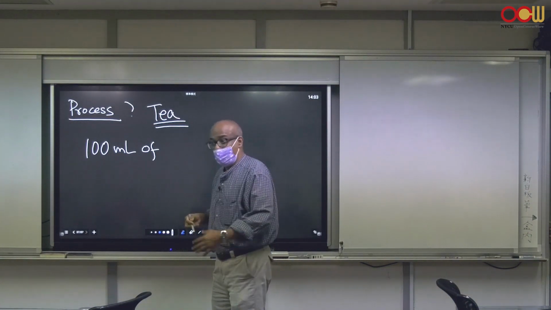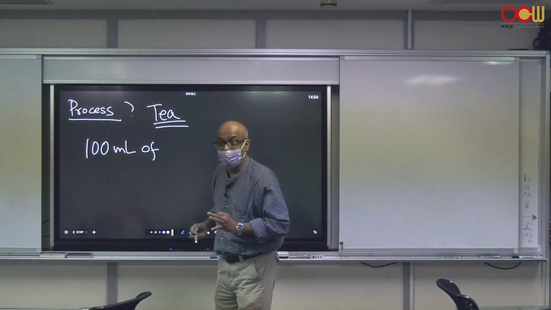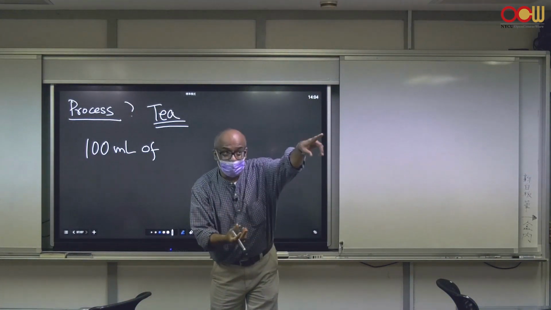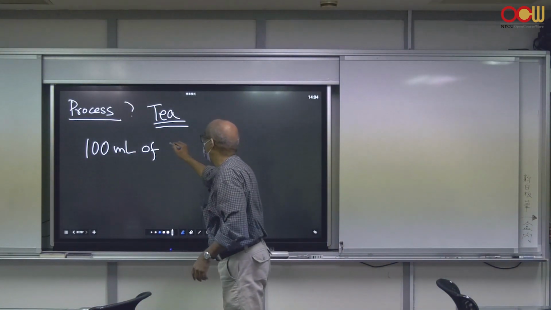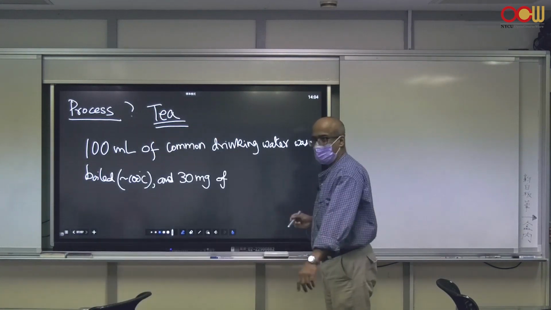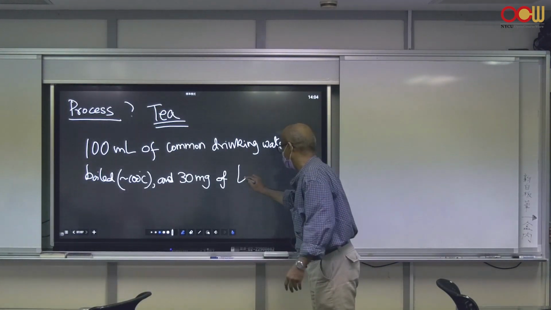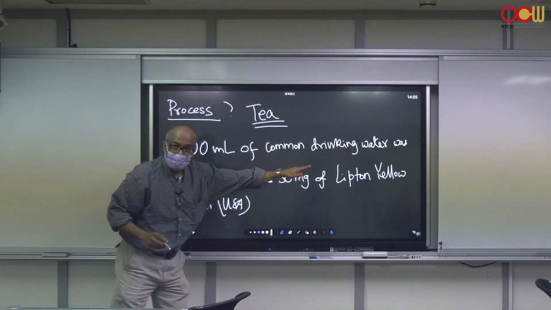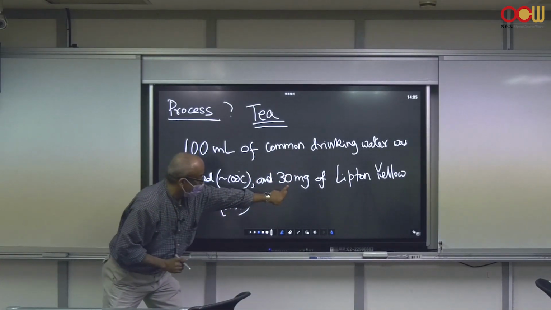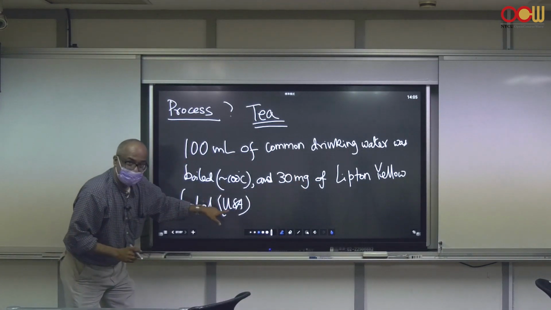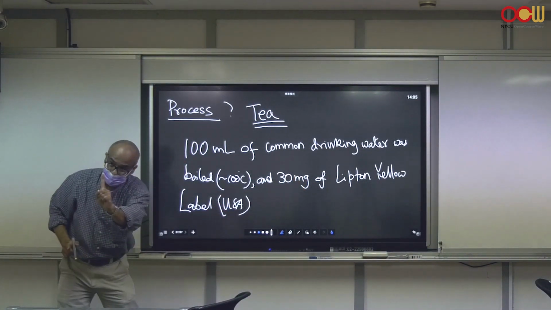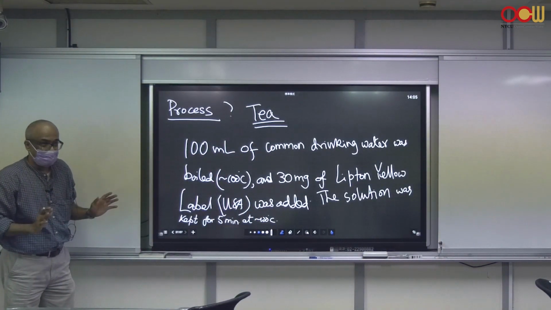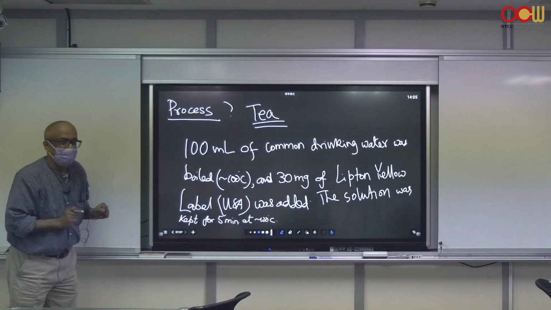So 100 ml of common drinking water, or you can say DI water, or you can say water purchased from Chuanlian. So 100 ml of... I have to name the tea, let's say the most common one. So 30 milligram of Lipton yellow label, USA. You see, the amount. So I know Lipton yellow label is only one kind of tea. The solution was kept at 100 degrees for 5 minutes, let's say.